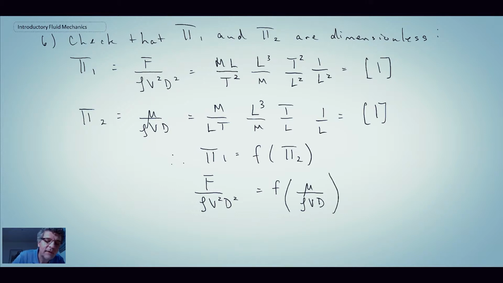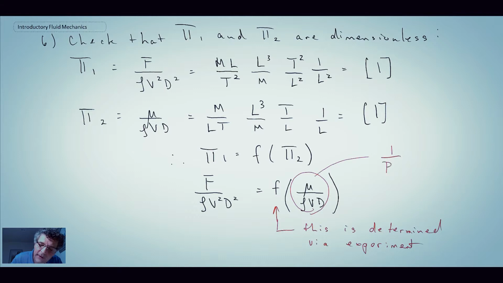And this functional form f, we don't know that yet. This is determined via experiment. Another thing that we can say here, looking at mu over rho vd, that is 1 over the Reynolds number. So that's a very common non-dimensional number that we use in fluid mechanics, where the Reynolds number equals rho vd over mu. So that's good. We get something popping out of there that we recognize.